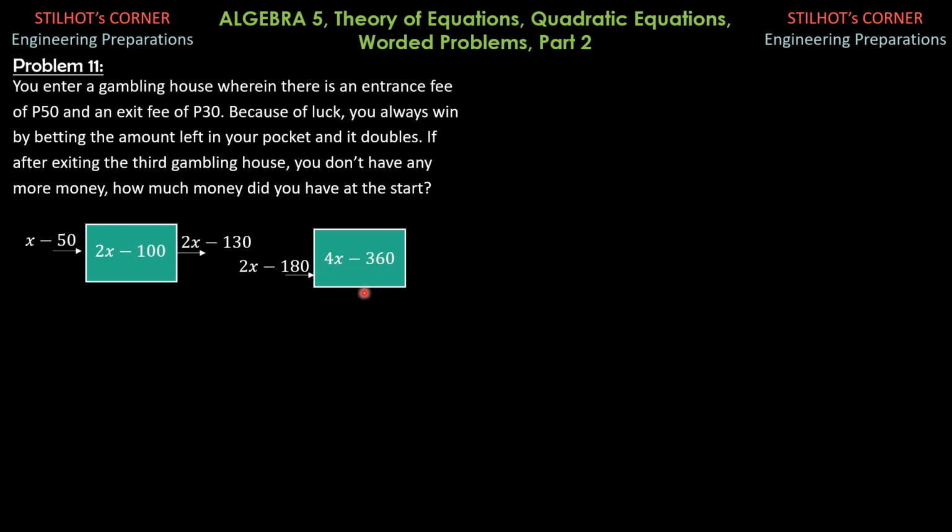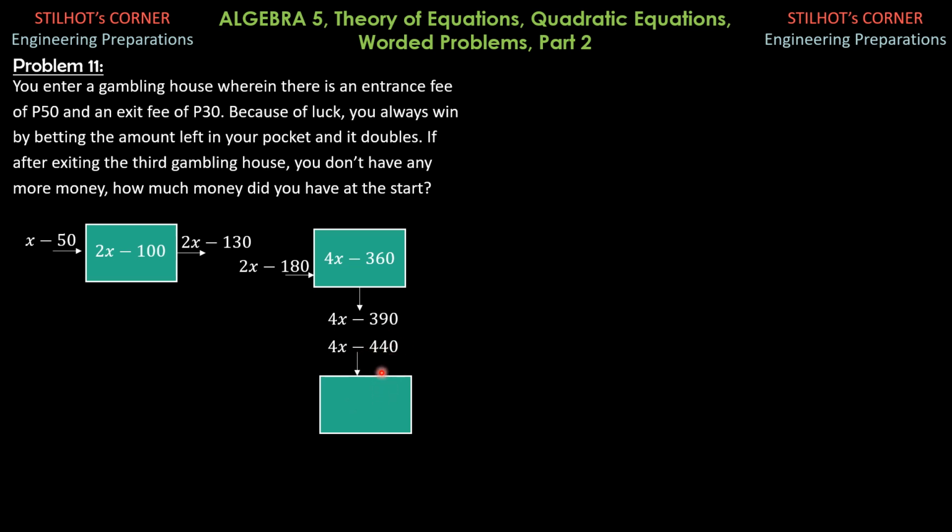So the amount in your pocket would be 4x minus 360 minus 30, so 4x minus 390. Then as you enter the third and last gambling house, there is an entrance fee again of 50 pesos. So the amount in your pocket would be 4x minus 390 minus 50. So that would be 4x minus 440.